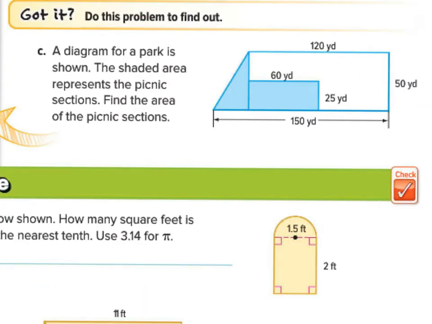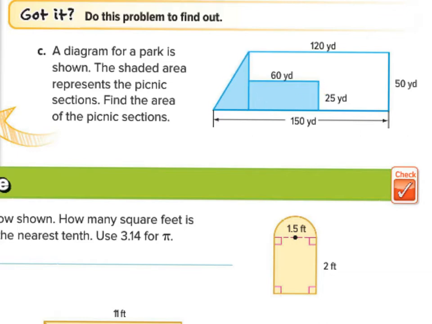Okay, so since you got it, go ahead and pause the video and try C. For C, they want: a diagram for a park is shown. The shaded area represents the picnic sections. Find the area of the picnic section. So here's a park, and they designated this area right here. It looks kind of like a hatchet, and this is the handle, and this is the pointy part, as the picnic area.